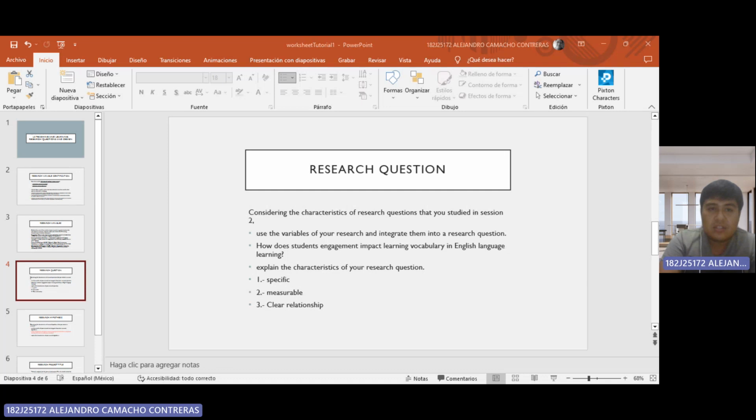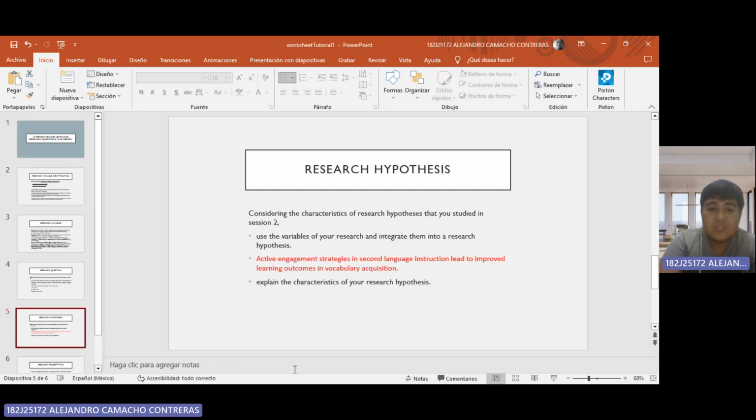Okay, the next part is the research hypothesis, and as you can see, this hypothesis was created using my two variables, learning engagement and learning vocabulary. The hypothesis is the following one: activating engagement strategies in second language instruction leads to improved learning outcomes in vocabulary acquisition.